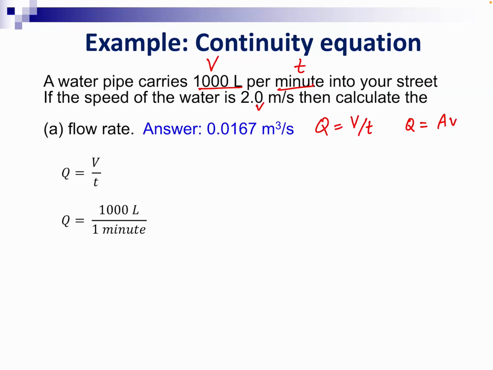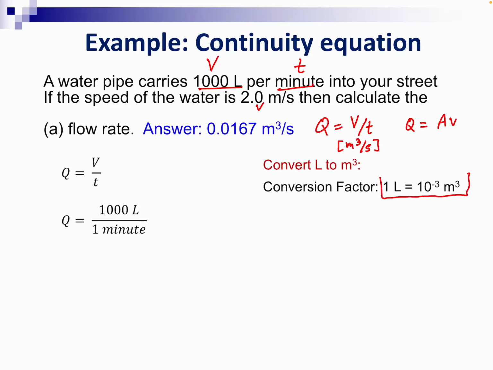Right, we said earlier that the unit for flow rate should be meters cubed per second. So that signals you that you need to convert your units, liters to cubic meters and minutes to seconds. Right, a useful conversion factor, and this will be very useful for you to put in your formula sheet. The conversion factor is 1 liter equals 10 to the minus 3 cubic meters.